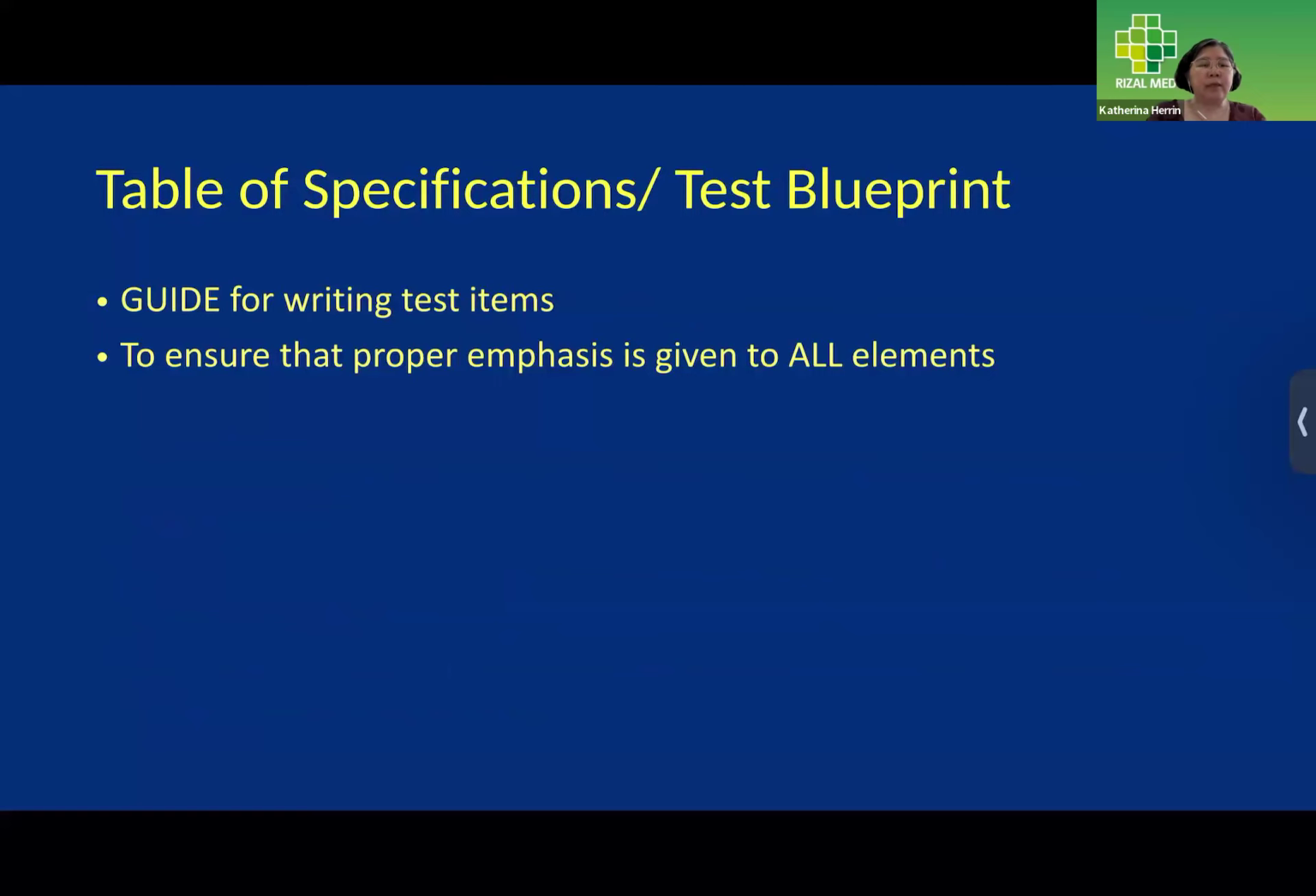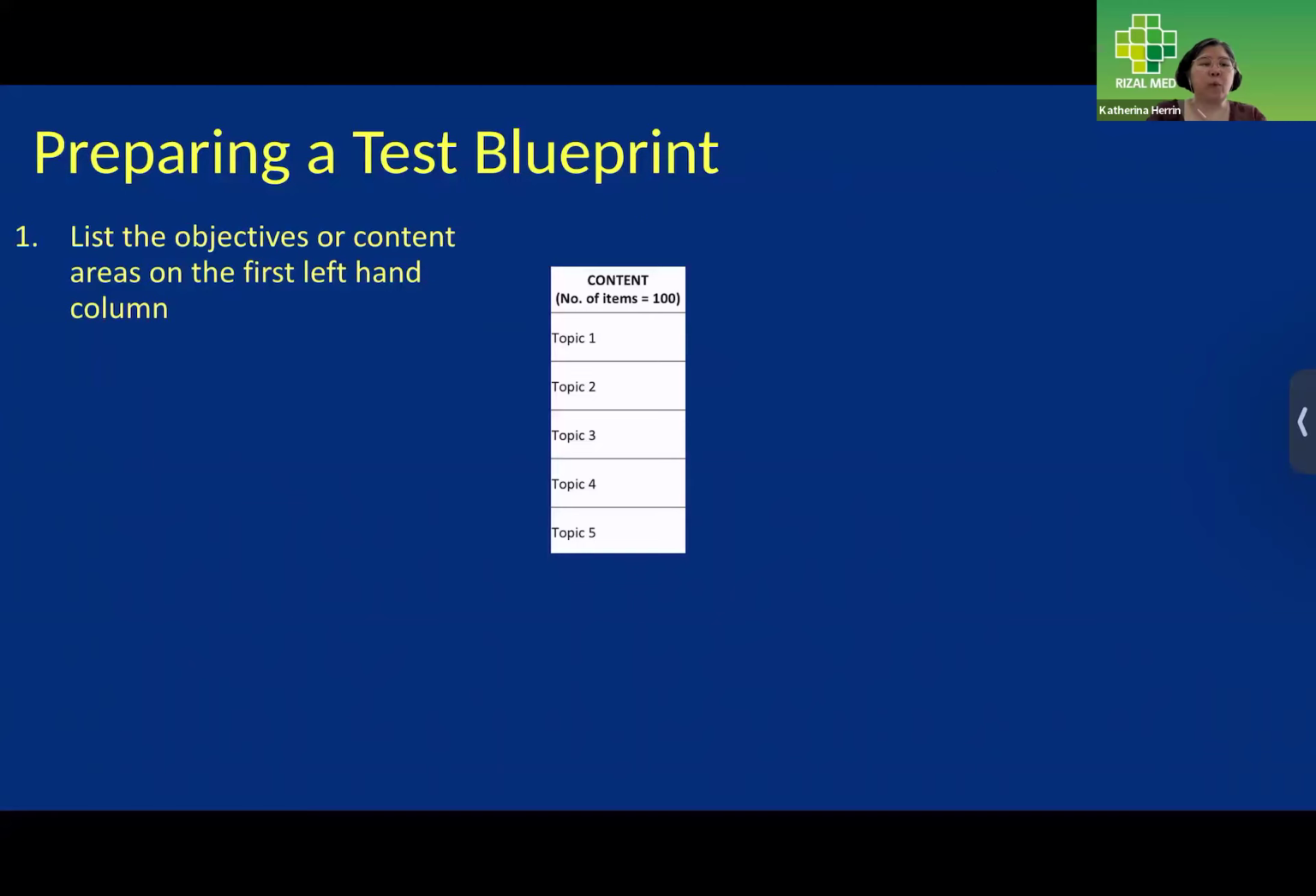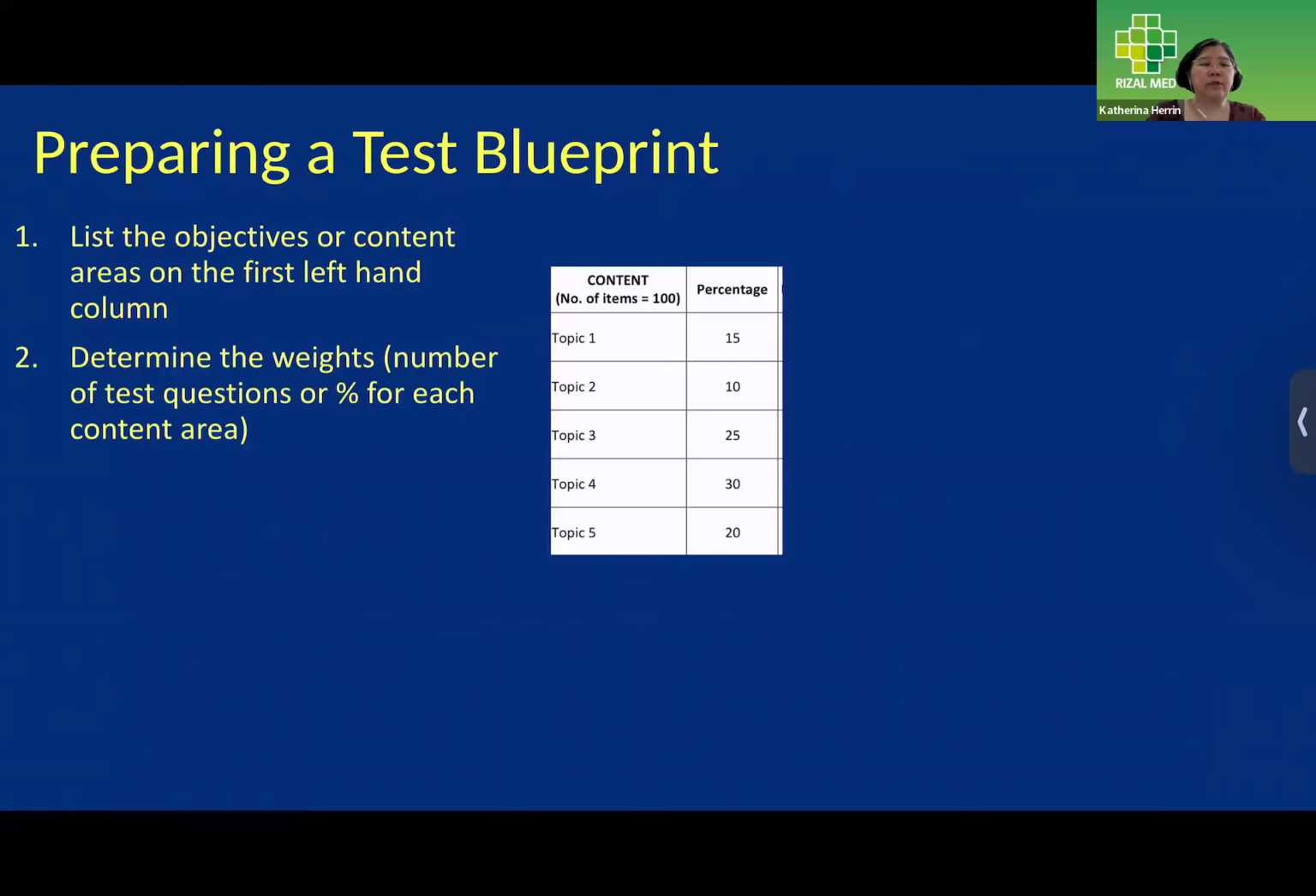After you have set your learning objectives, you proceed with creating your test blueprint. The test blueprint or table of specifications is the guide for writing the test items. Having a test blueprint will ensure that proper emphasis is given to all elements. Step 1 is listing the objectives or content areas. This is usually put on the left-hand most column. Then you determine the weights or the number of test questions or percentage for each content area.